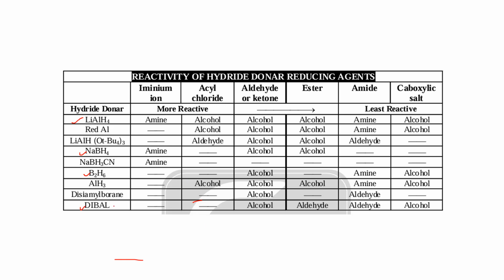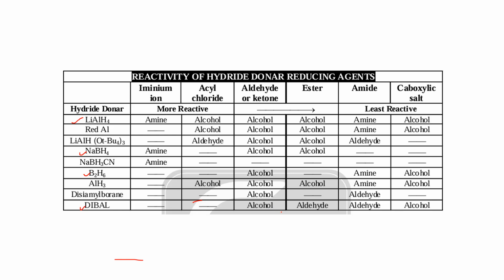Similarly, if you add NaBH4 to iminium, it will give an amine. But NaBH4 will not react with acyl chloride, but it will react with aldehyde and ketone to give alcohol, but it will not react with amide and carboxylic acid. Again, if you take borane, it will react with aldehyde and ketone to give alcohol, with amide to give amine, and also with carboxylic acid to give alcohol. It will not react with ester and iminium ion.